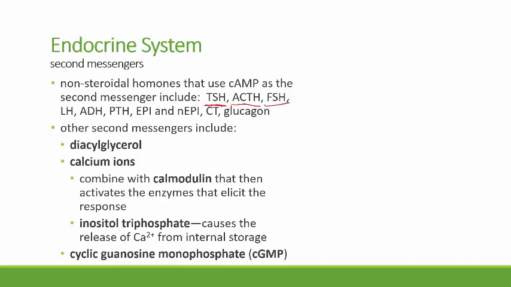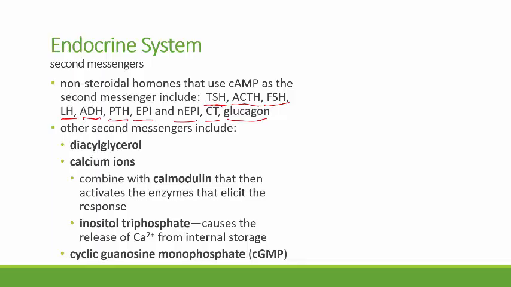We've already talked about that one. LH, luteinizing hormone. ADH, we've talked about it too, antidiuretic hormone. PTH, you've heard of that one, parathyroid hormone. Epi is epinephrine. Norepi is norepinephrine. CT, that's calcitonin, you've heard of that one. And glucagon. These are all hormones that use cyclic AMP as their second messenger. But they're not the only second messenger.